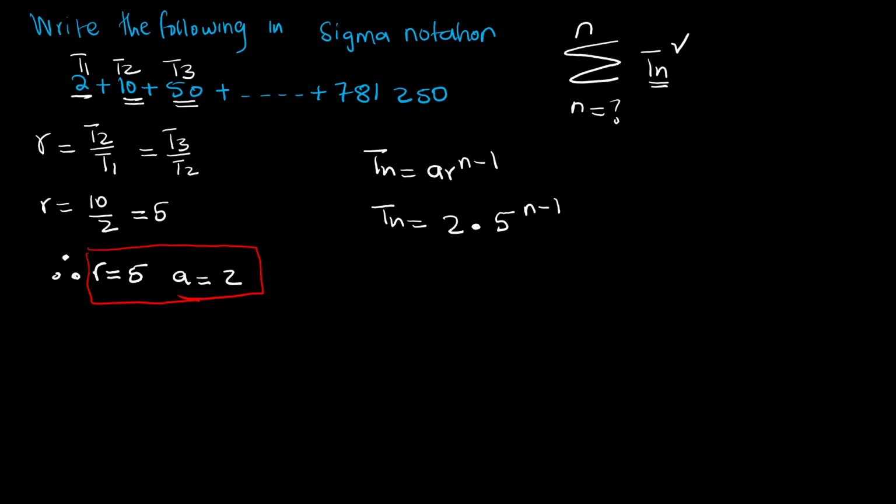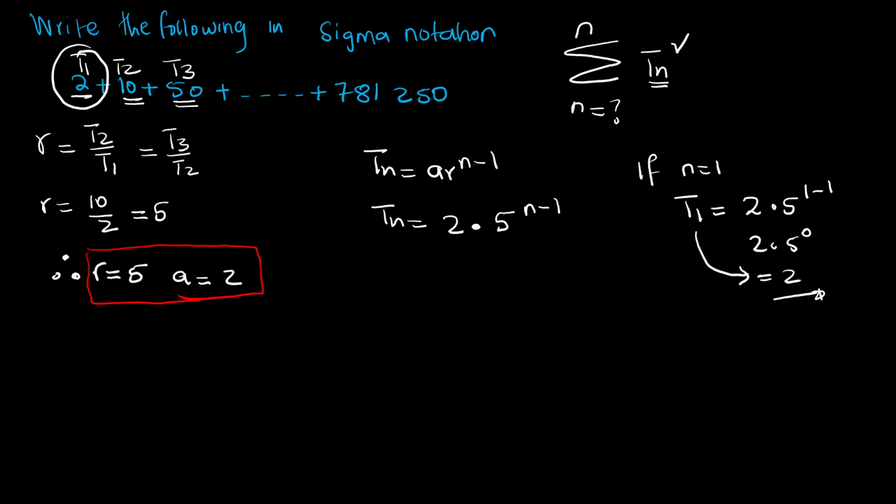We need to first test where the sequence starts. This is how you test: if n is equal to 1, we need to find T1. So this will be 2 times 5 to the power 1 minus 1, so this is 2 times 5 to the power 0. Any number to the power 0 is 1. Look at what we get: our T1 is 2, which is what we have. So this tells you that your sequence starts at n equals 1.